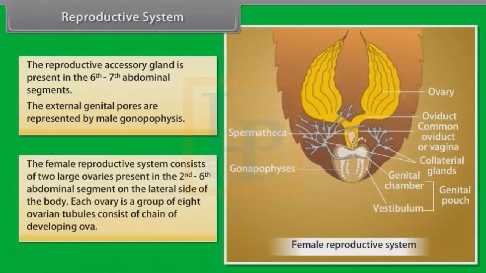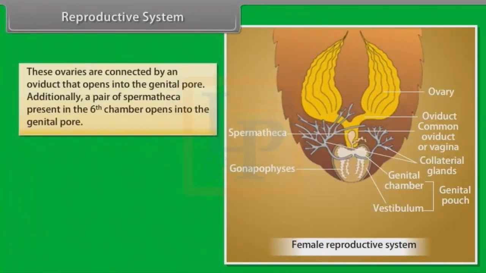The female reproductive system consists of 2 large ovaries present in the 2nd to 6th abdominal segments on the lateral side of the body. Each ovary is a group of 8 ovarian tubules, consisting of a chain of developing ova. These ovaries are connected by an oviduct that opens into the genital pore. Additionally, a pair of spermathecae present in the 6th segment opens into the genital pore.